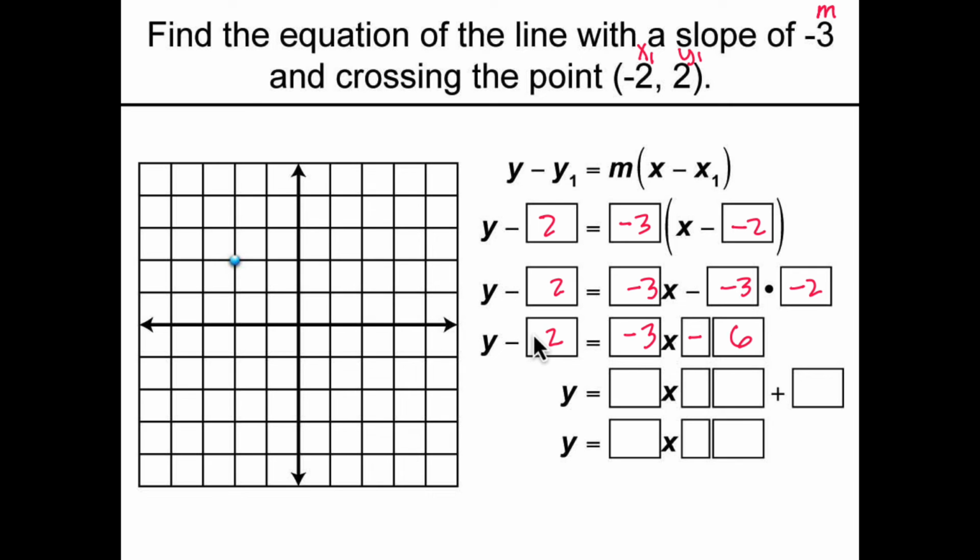Now all we need to do is get rid of this -2 term, and the way we do that is to add 2 to both sides. So we get y equals -3x minus 6 plus 2. And finally we get the slope-intercept form, which is y equals -3x and -6 plus 2 is -4. And this is the equation of the line that crosses this point.